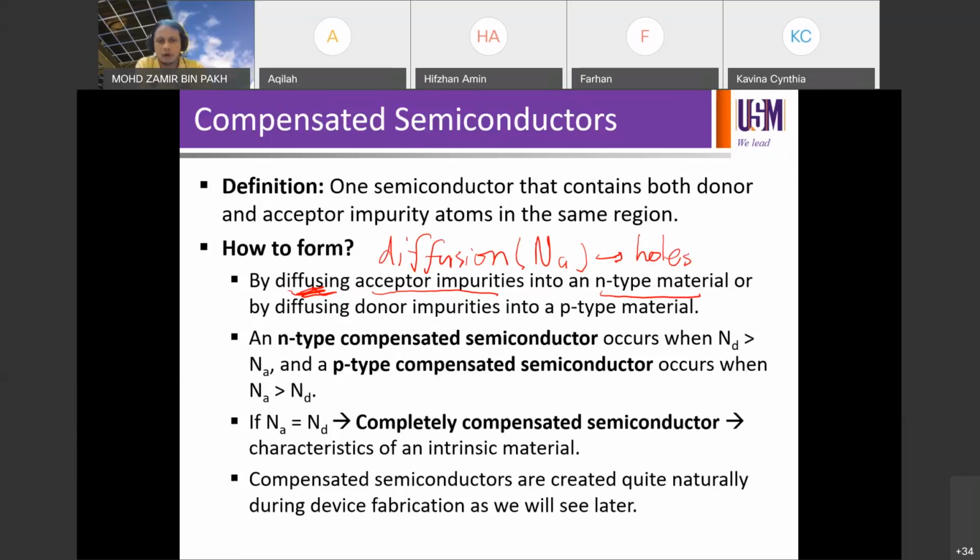An n-type compensated semiconductor occurs when Nd is more than Na, and a p-type compensated semiconductor occurs when Na is more than Nd. So you're actually canceling out. You need to break the threshold in order to get compensated semiconductors. If Na is equal to Nd, then we call it a completely compensated semiconductor.